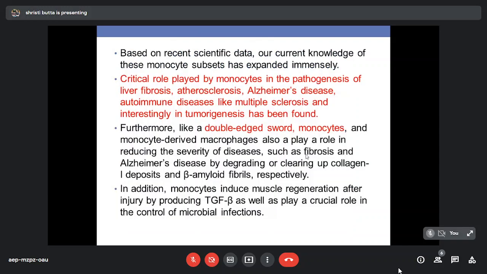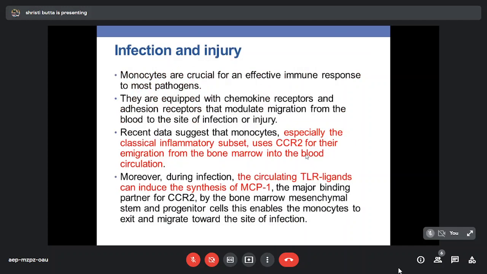Based on the recent scientific data, a critical role of these monocytes in the pathogenesis of liver fibrosis, atherosclerosis, Alzheimer's disease, autoimmune diseases like multiple sclerosis, and interestingly, even tumorigenesis has been reported. Yes, they behave like a double-edged sword, and monocytes can play variable roles. Now let's come to infections and injury. Monocytes are crucial for an effective immune response.